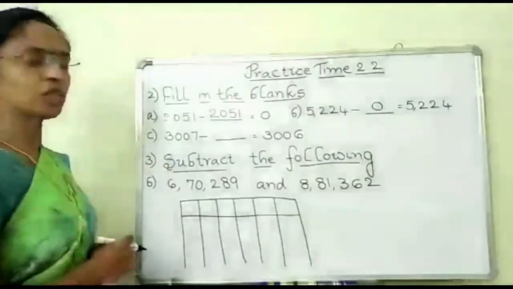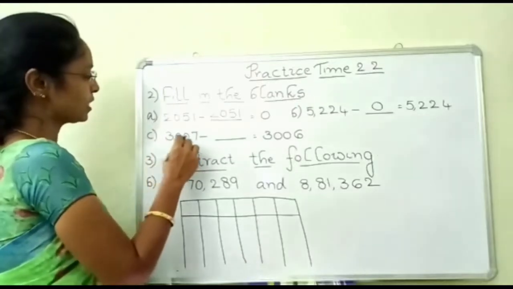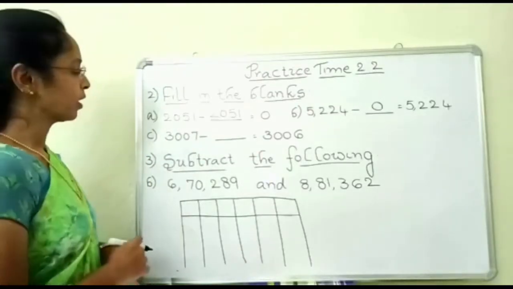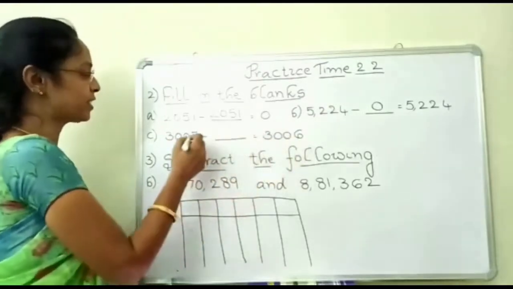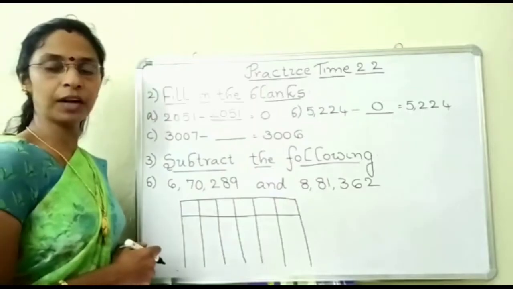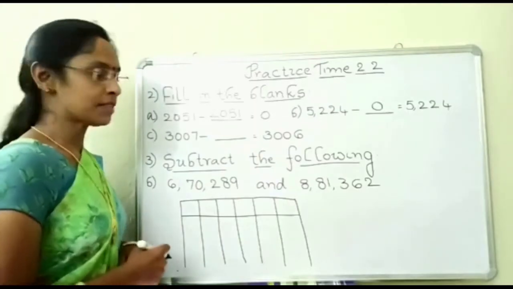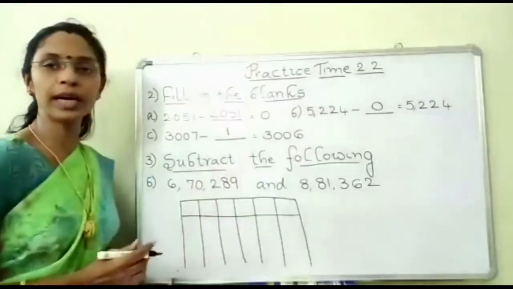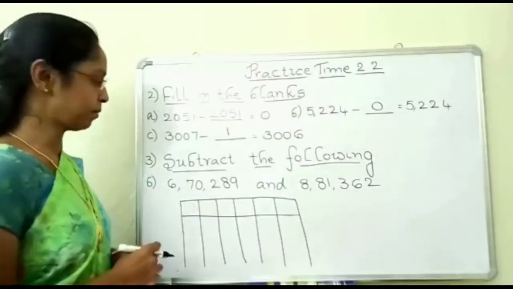Now see the third one, children. 3007 minus dash is equal to 3006. 3006 is the predecessor of 3007 here. So when do you get the predecessor of a number? Yes, when you subtract 1 from the given number, you get the predecessor of that number.